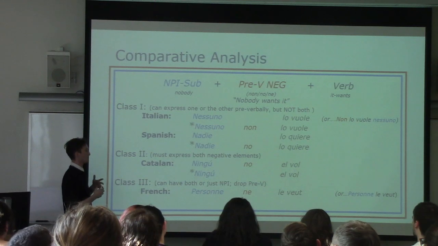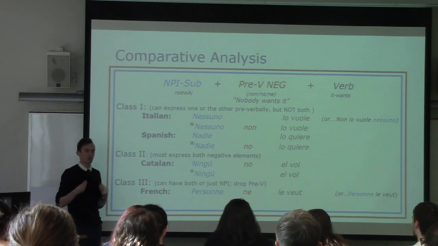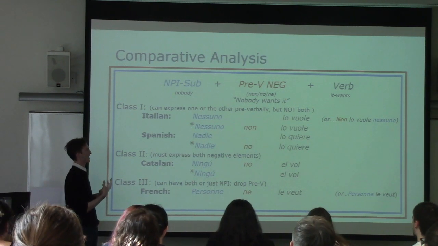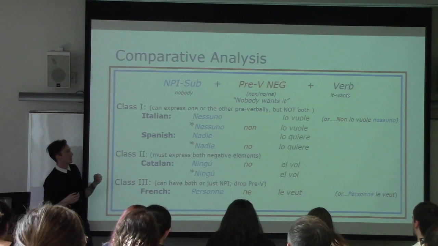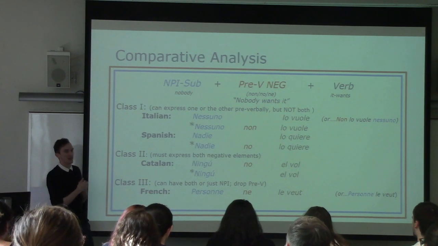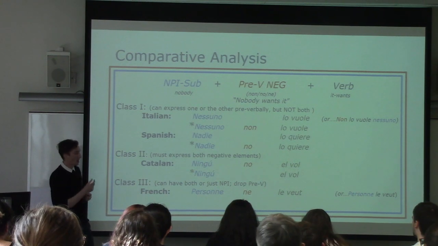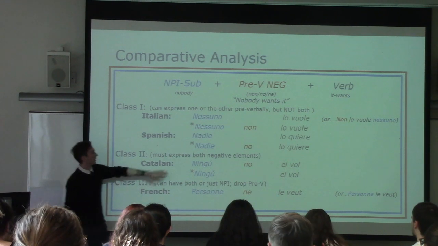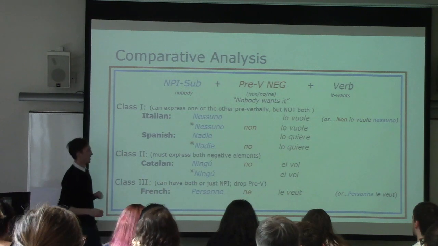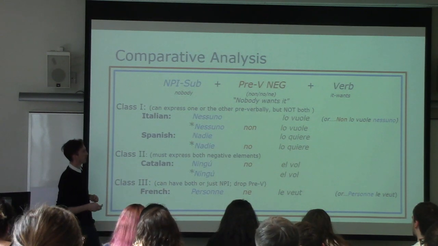In analyzing these four languages, three distinct behaviors began to emerge, or three classes. In Italian and Spanish, we see that a negative polarity item in subject position and a pre-verbal negational particle can crucially not be expressed at the same time, as illustrated here by the ungrammaticality of those two being expressed.